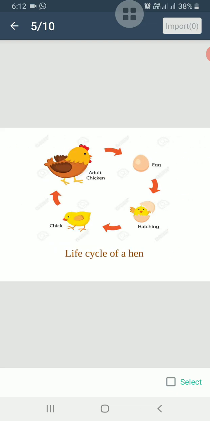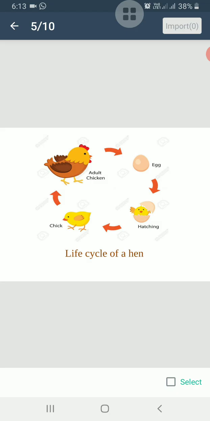Now we will learn about the life cycle of a hen. Here we will study how an adult chicken lays eggs and how chickens reproduce. The yolk is the portion of the egg that contains food for the growing baby, known as the embryo inside the egg. The embryo undergoes various developmental changes and grows into a chick.